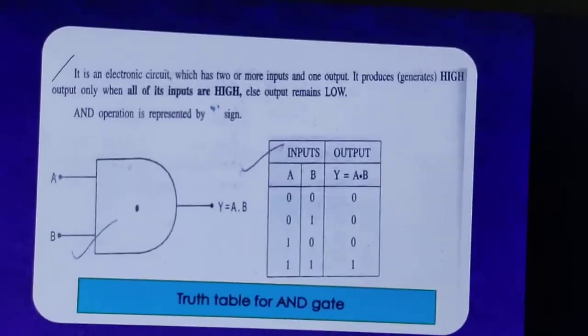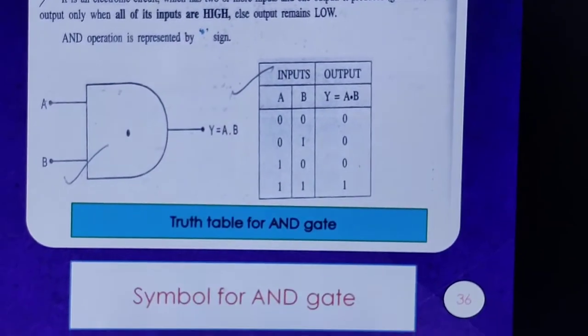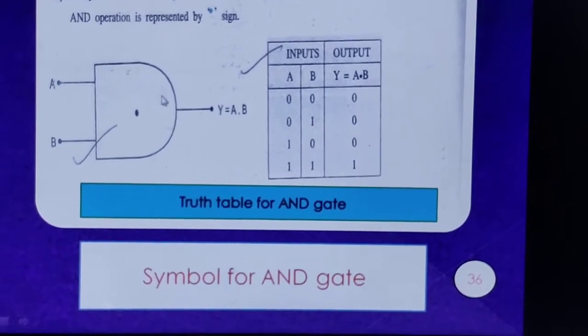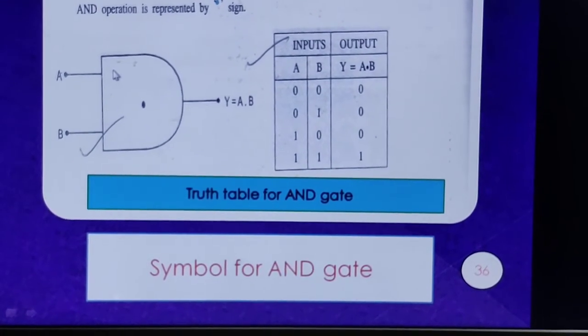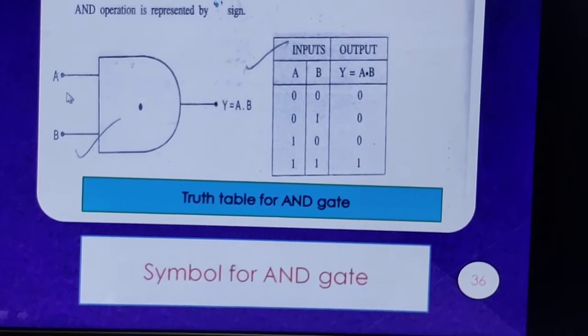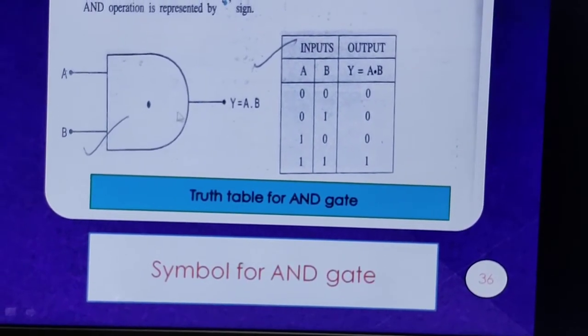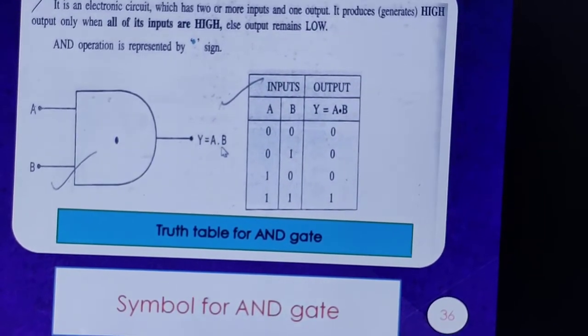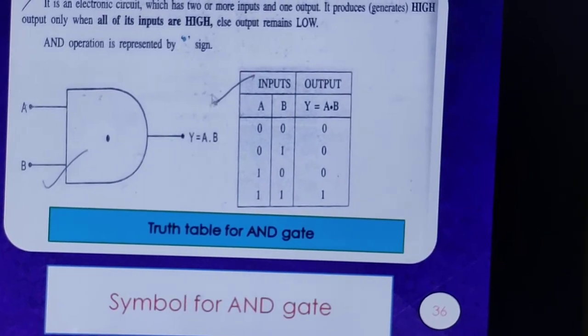So this is the block diagram of an AND gate. How to remember AND? The D of AND represents the AND gate. We have the inputs A and B, and the output Y is equal to A and B. So A dot B is the output.